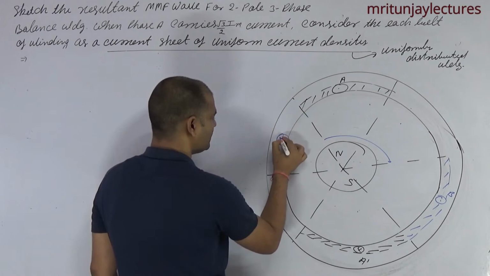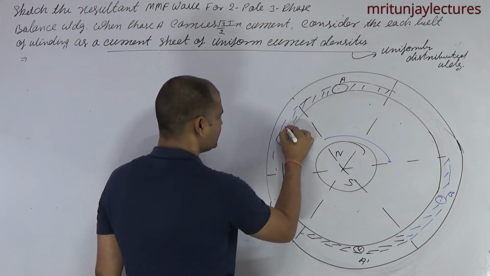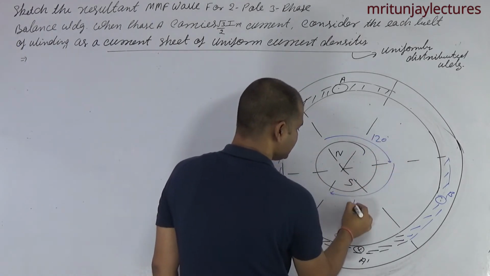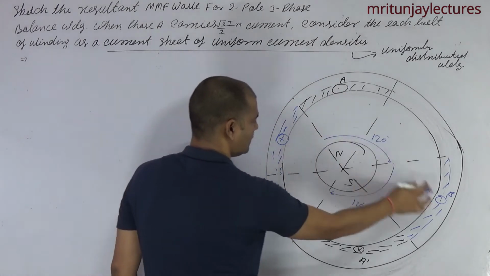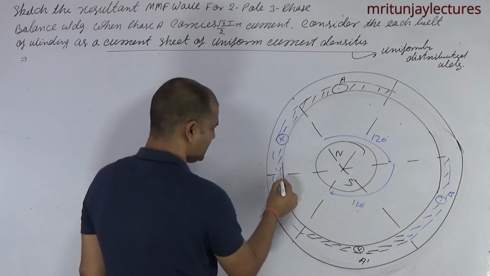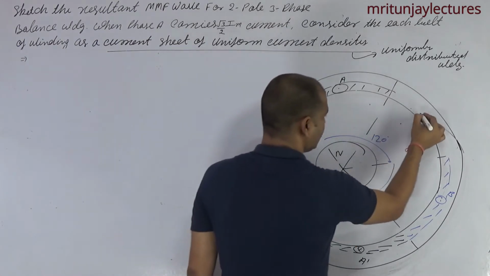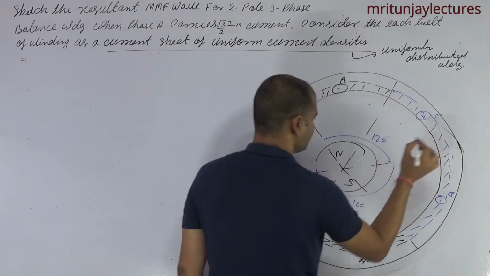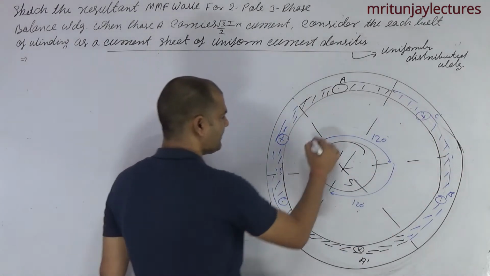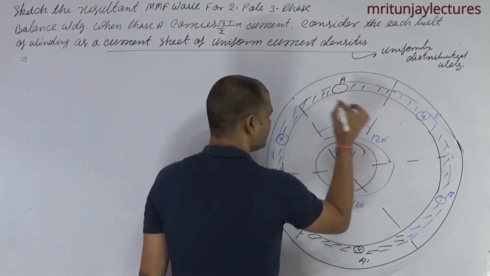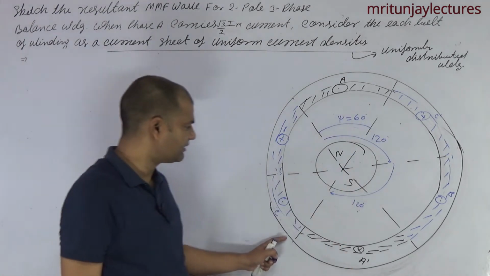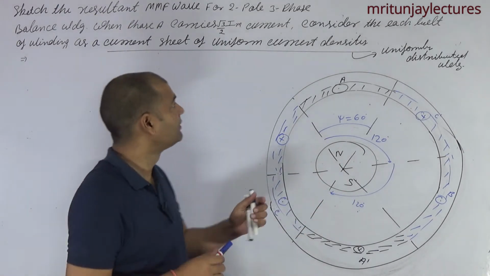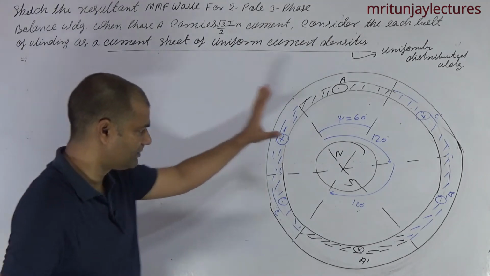Now this is cross, uniformly distributed, represented like this. Okay, that is 120. After 120, that is C, that is dot, and this is also represented as dot. That is C, and this representation is cross, also uniformly distributed. Phase spread is 60 degrees. This is the stator winding and that is the rotor. This is a two pole three phase balanced winding, represented like this.